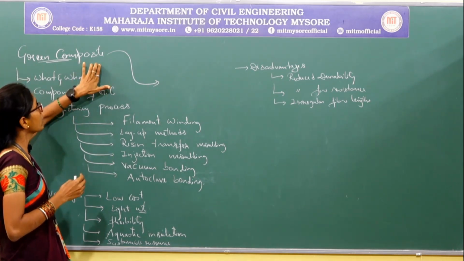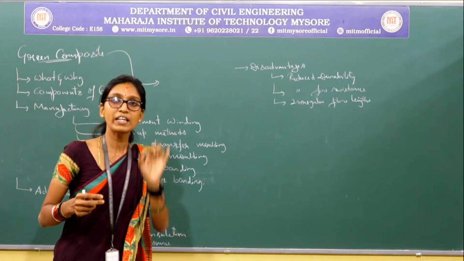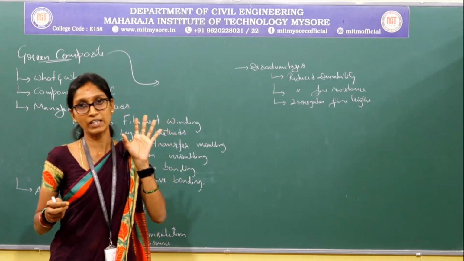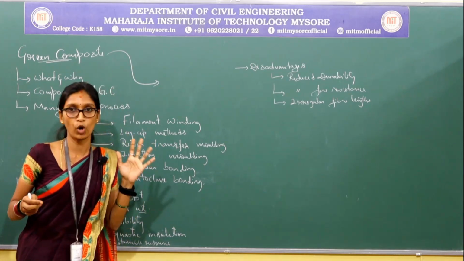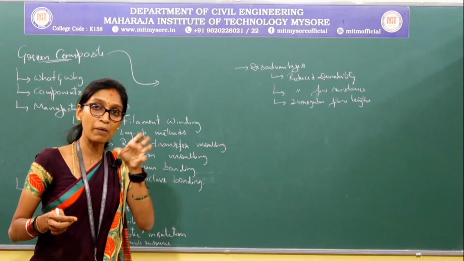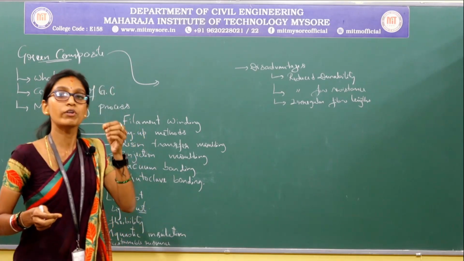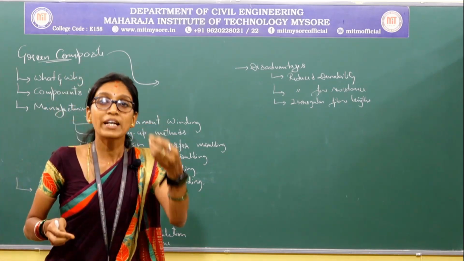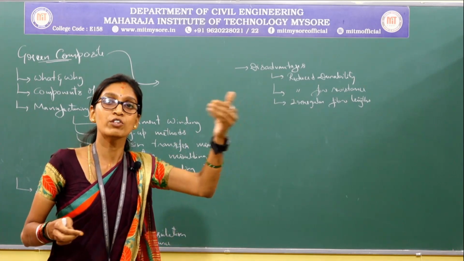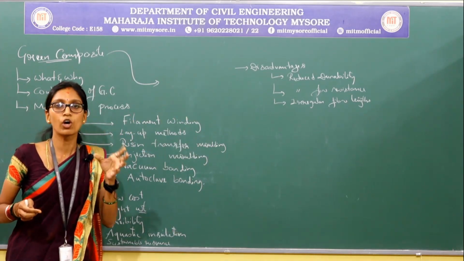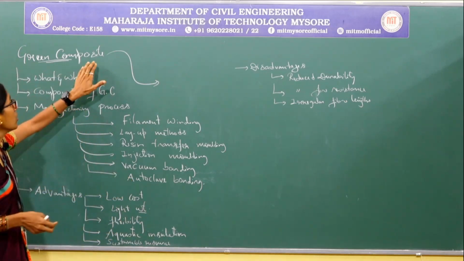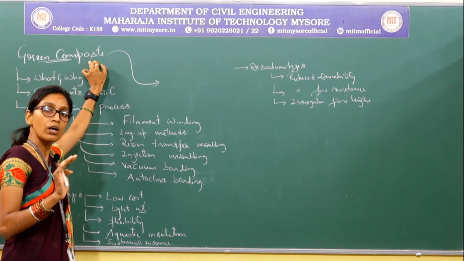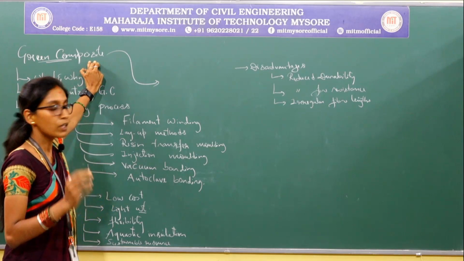So what is composite? A composite is a material which will be developed by combining two or more individual materials which are possessing different properties. Further, when these combined materials form a composite, it will give you a new property which provides better characteristics than those individual materials that were added in order to make a particular composite. Okay. So what is composite? The mixture of two or more materials which is going to provide you a better material, right? So it is a combination.